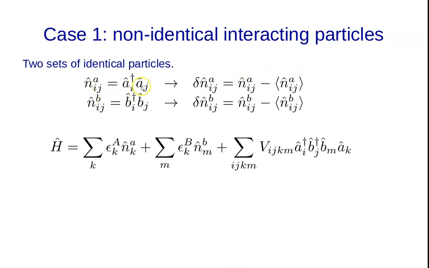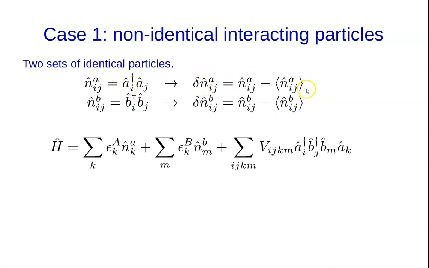Same thing for the B particles. So now these fluctuation operators can be expressed in terms of these creation and destruction operators minus their average value. And here the average at t equals zero would be over the ground state of the system, and at t not equal to zero would be the trace of the density operator times these number operators divided by the partition function. So we know then how to write these in terms of these operators here.